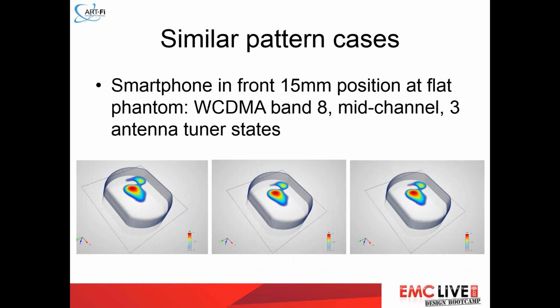Another case is a smartphone that we tested recently in front position at 15 millimeters from the flat phantom. It was used in WCDMA band 8, each channel, and we just tested 3 tuner states. Again, you can see the patterns really look like copy and paste. And again, I promise you they are not. So, it's really trivial science that the antenna tuner state will not change the SAR distribution.